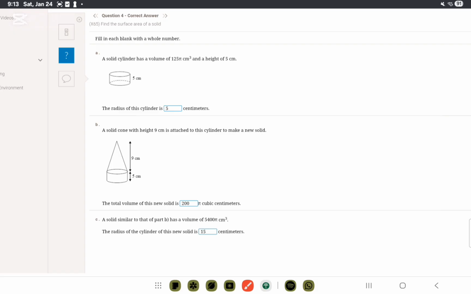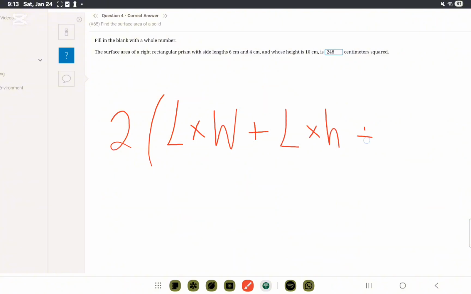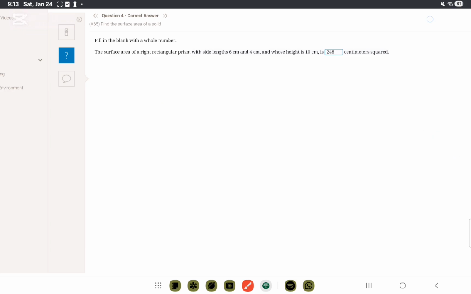Okay, surface area of a solid. This one is like a new question. I wrote that down somewhere. Wait, let me check. Okay, so the formula is going to be 2 multiplied by length times width plus length times height plus width times height. What I advise you to do is, h is equal to 10. Length, you have two different lengths, so let's just say L1 is equal to 6 and L2 is equal to 4.